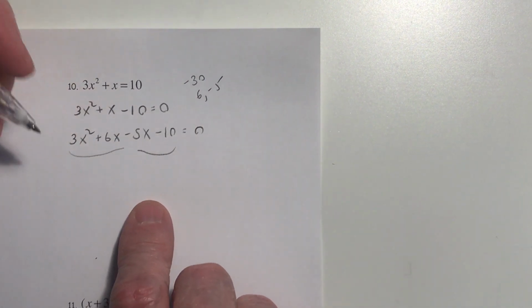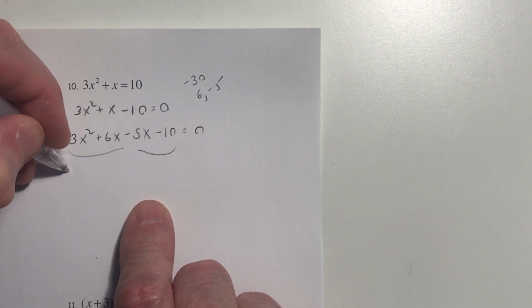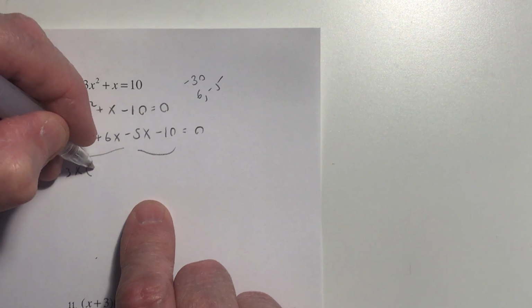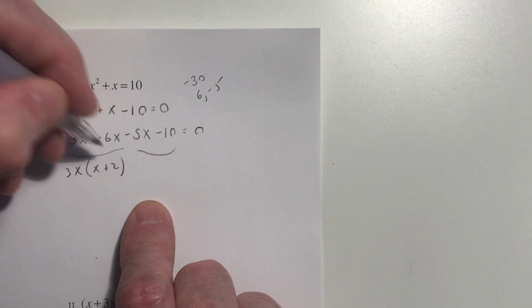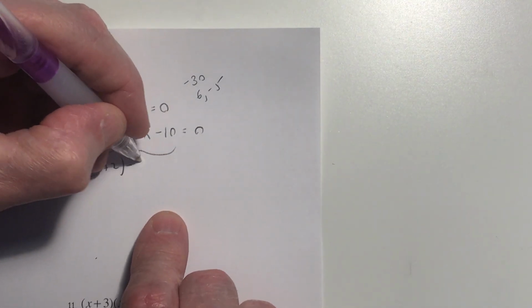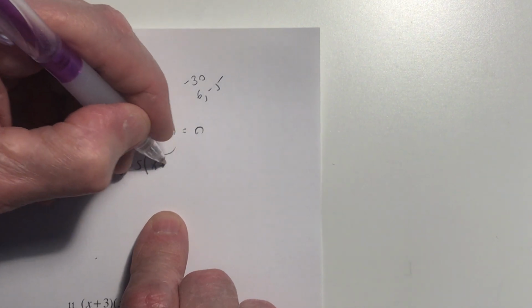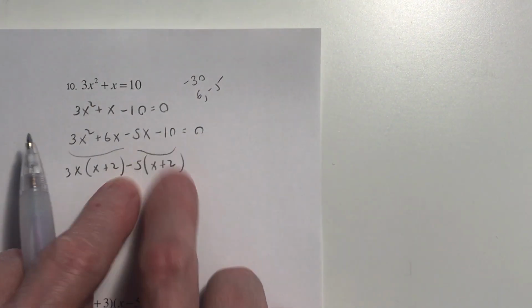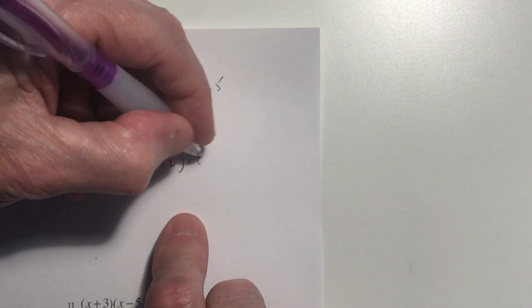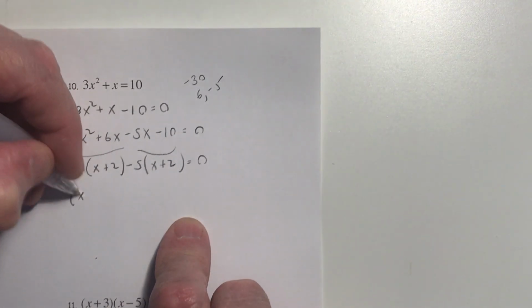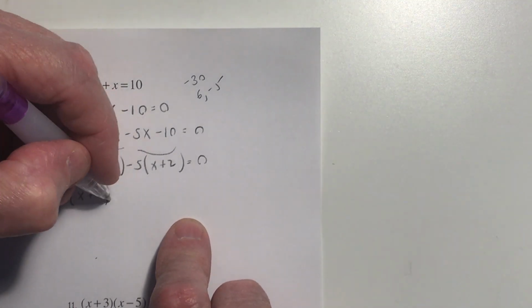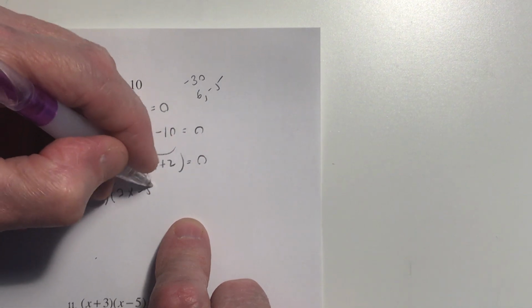The greatest common factor here is 3x. 3x times x plus 2. Here minus 5 times x plus 2, because that'll make the minus 10. Now we have the factors x plus 2 and 3x minus 5.